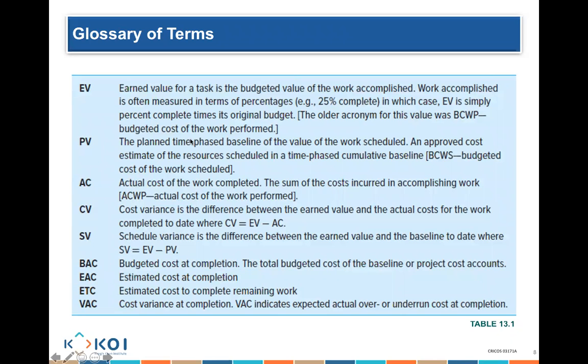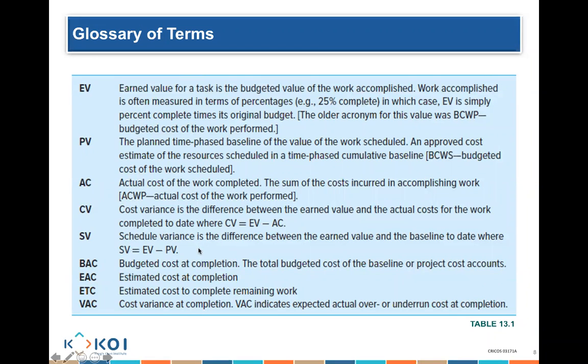So these are some of the things we need to know about: the earned value, the planned value, the actual cost, the cost variance, the schedule variance, the budget at completion, the estimate at completion, the estimate to complete, and also the variances, cost variance at completion. So obviously there's another thing we need to really think about from that perspective. So let's start thinking about the earned value.